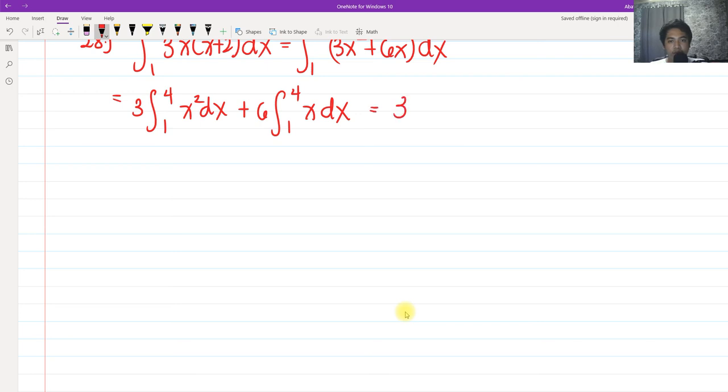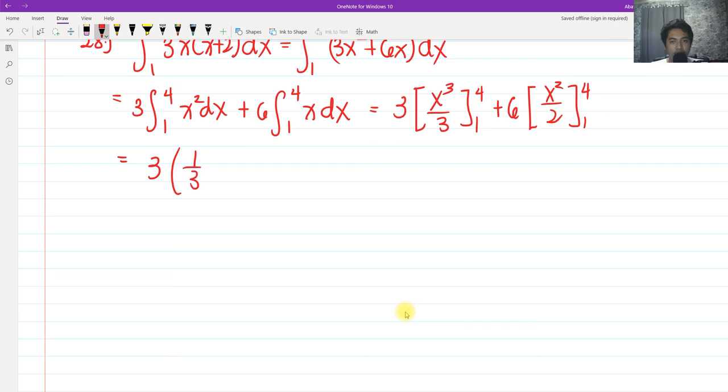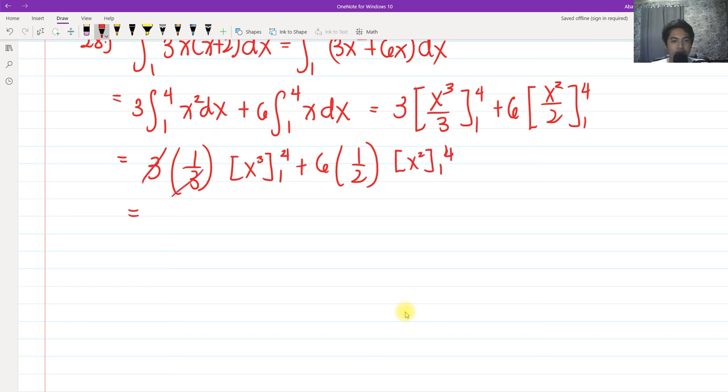So we have 3, we have x cubed all over 3, then evaluated from 1 to 4, plus we have 6, okay? Then we have x squared all over 2 evaluated from 1 to 4. So we have to factor out 1/3 so that we can easily evaluate the integral. Factor out 1/2 on the second term. So we have x squared evaluated from 1 to 4. So this canceled. So 6 all over 2 would be 3. So we have 4 cubed minus 1 cubed plus we have 3, then we have 4 squared minus 1 squared.